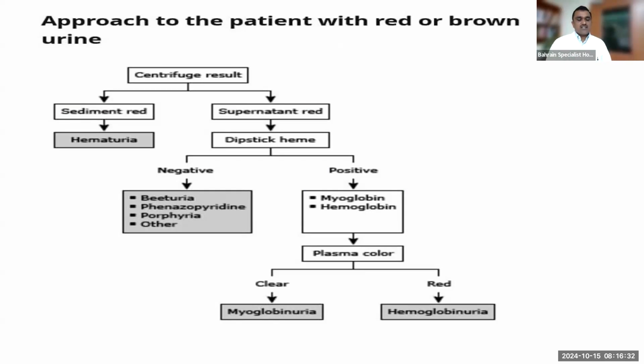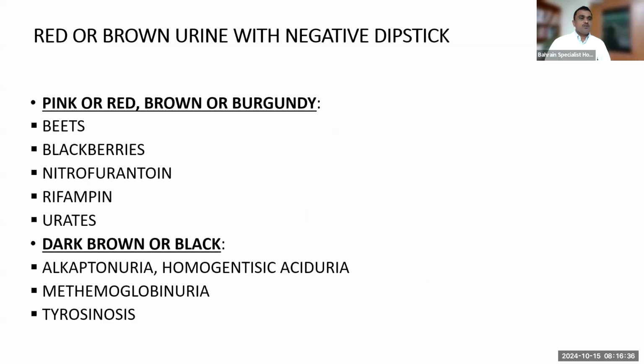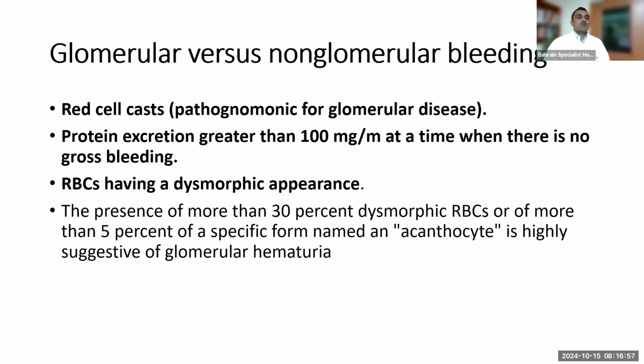If the plasma color is clear, it can be myoglobin. If the plasma color is red, it can be hemoglobin. These are some conditions where you can have red or brown urine with negative dipsticks, like beetroot, blackberries, nitrofurantoin, rifampicin, urates. All these can cause pink or red urine. Dark brown or black urine can be seen in alkaptonuria, homogentisic aciduria, methemoglobinemia, and tyrosinemia.